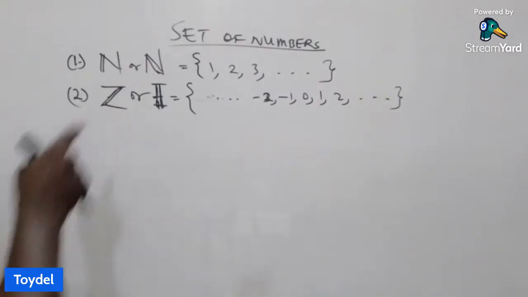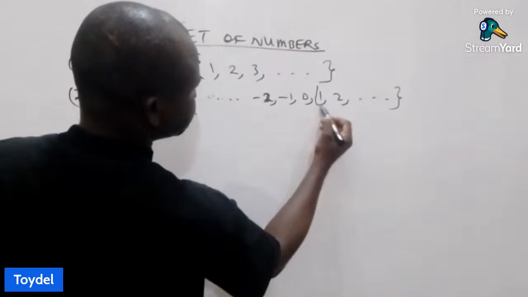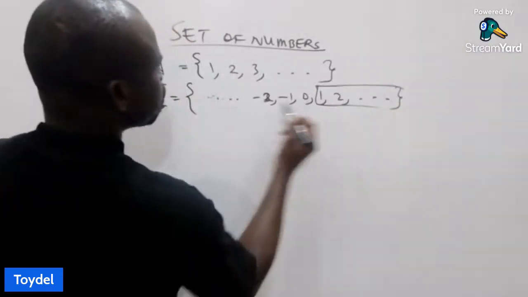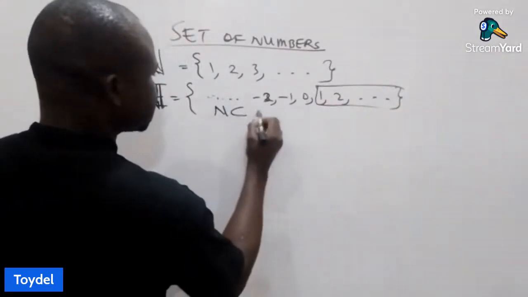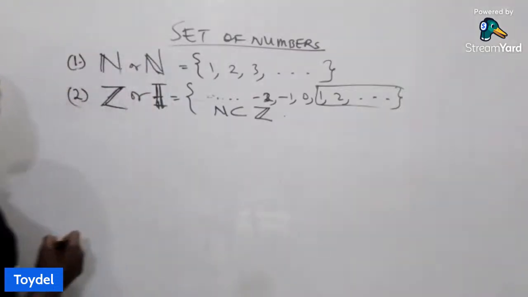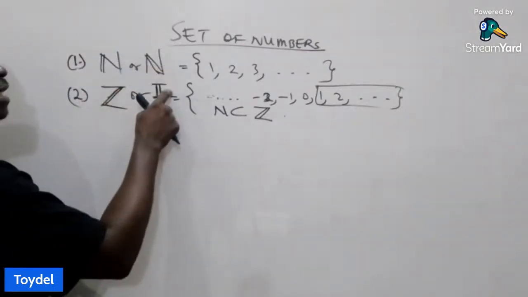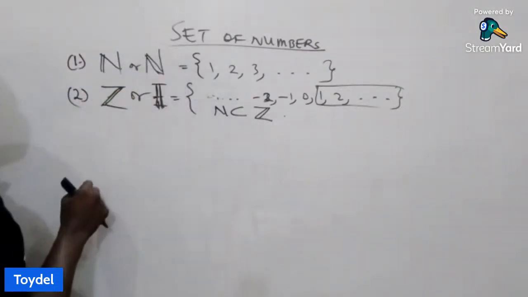So you realize that natural numbers start from 1, while integers start from the negative numbers. So the natural numbers are a subset of integers. Integers are bigger than natural numbers.